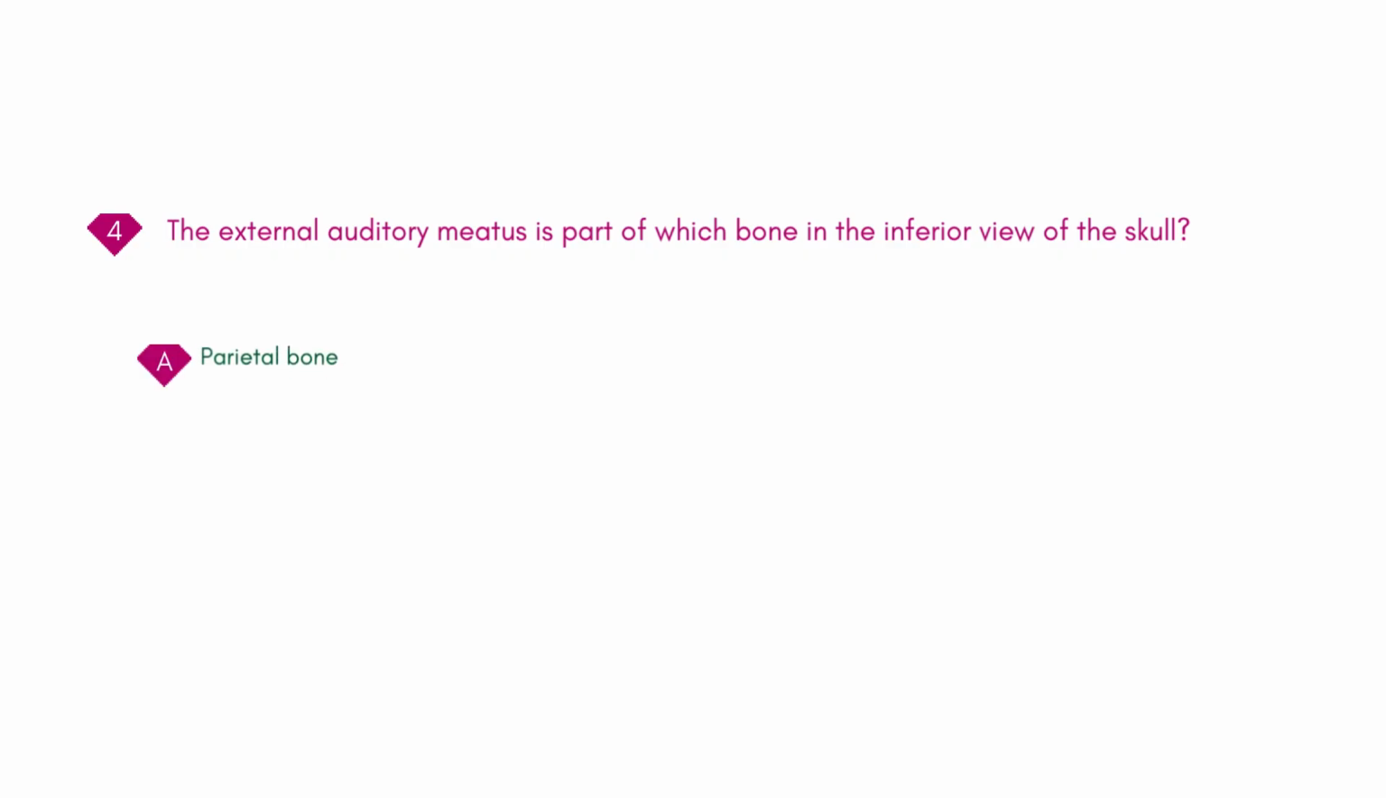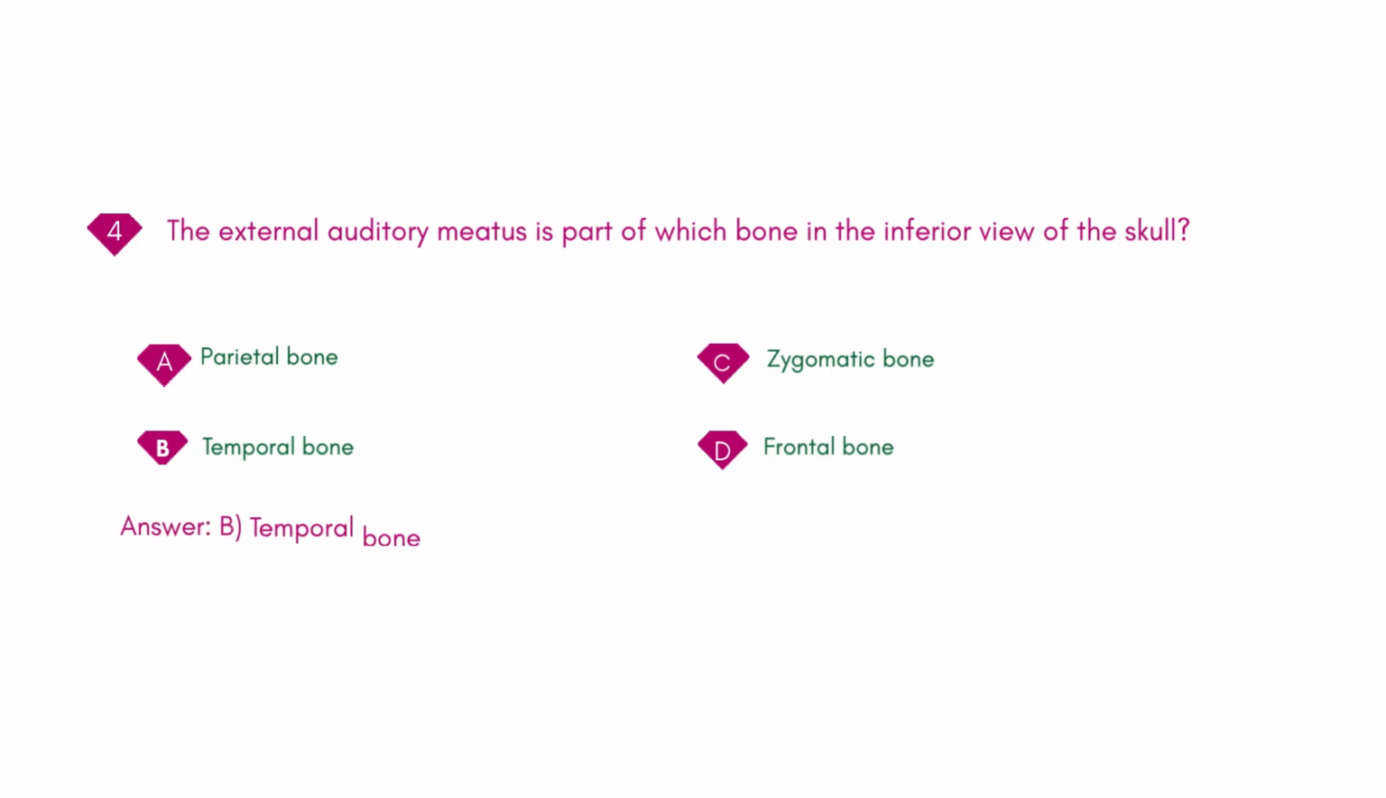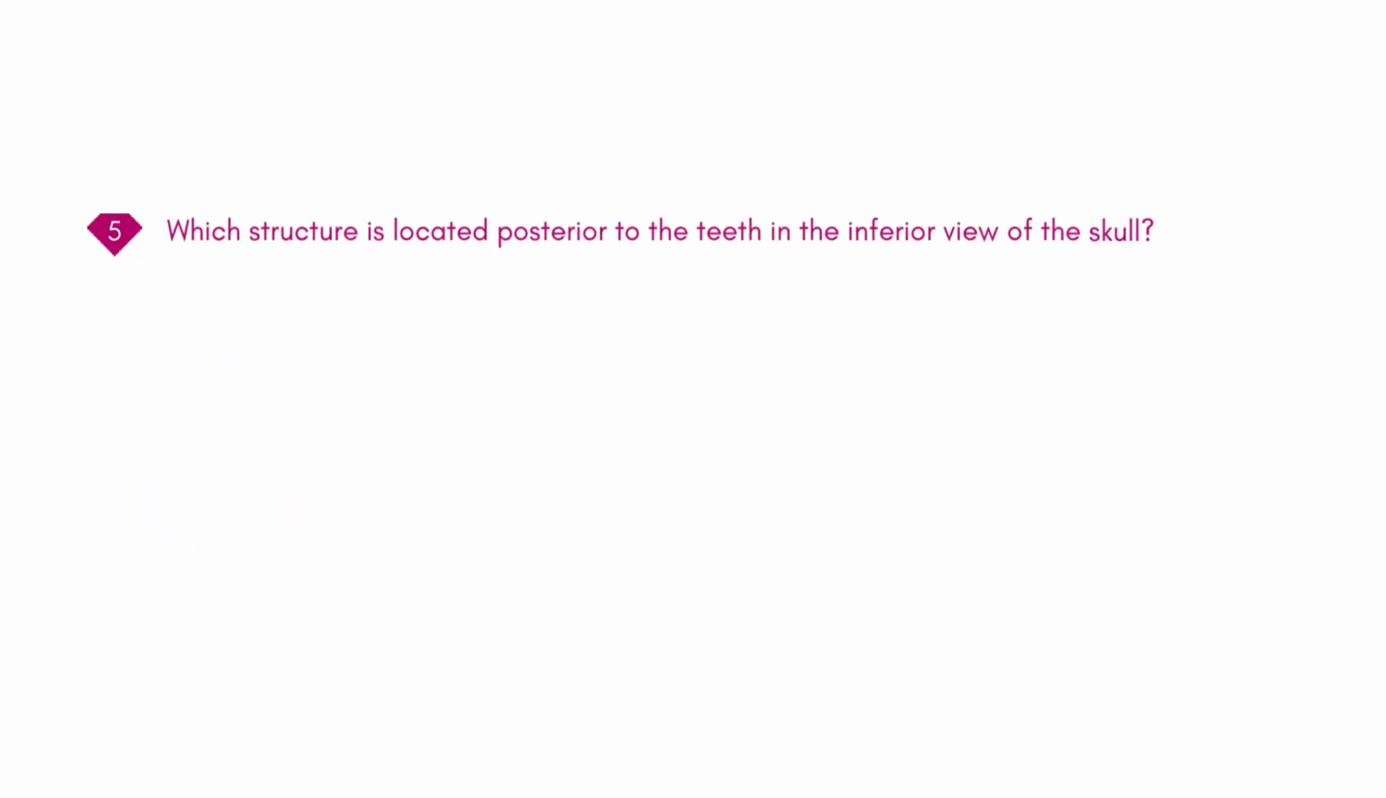The external auditory meatus is part of which bone in the inferior view of the skull? A. Parietal bone. B. Temporal bone. C. Zygomatic bone. D. Frontal bone. Answer: B. Temporal bone.